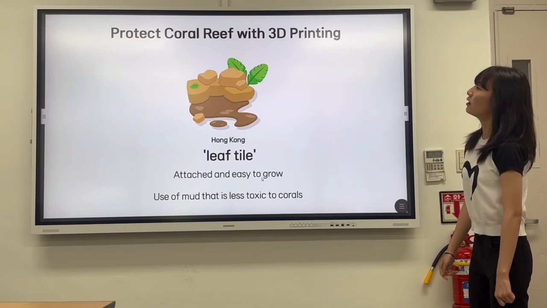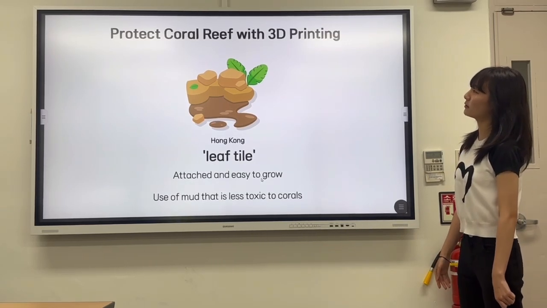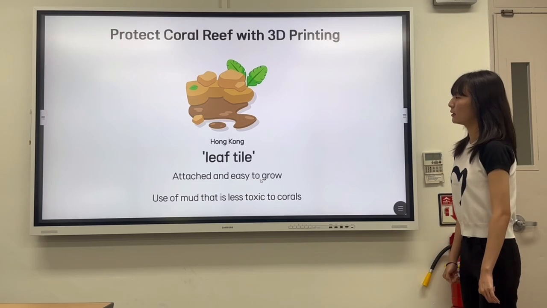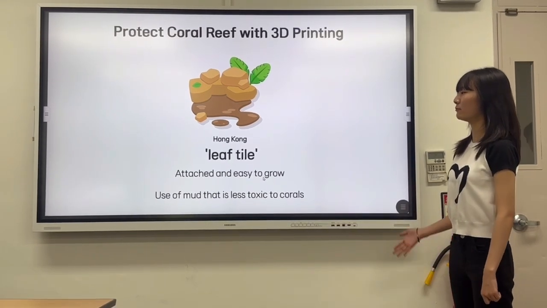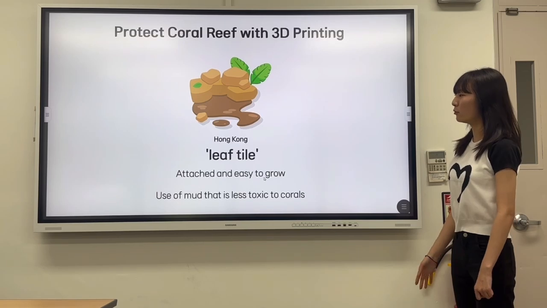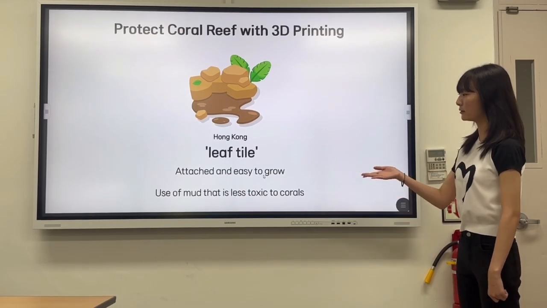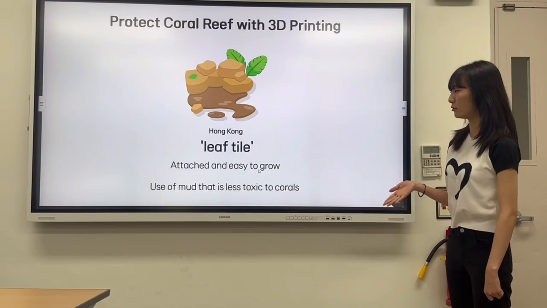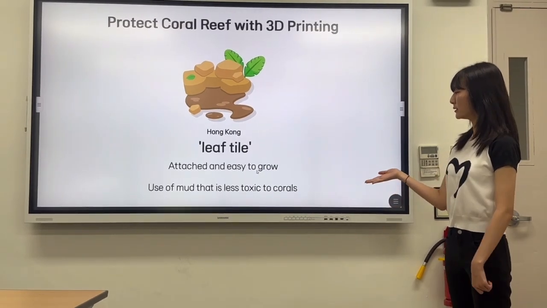Next, we can protect the coral reef environment with 3D printing. Hong Kong used 3D printing and developed tiles in the form of mud. Coral attaches to them and grows easily, and the mud used is less toxic to coral.